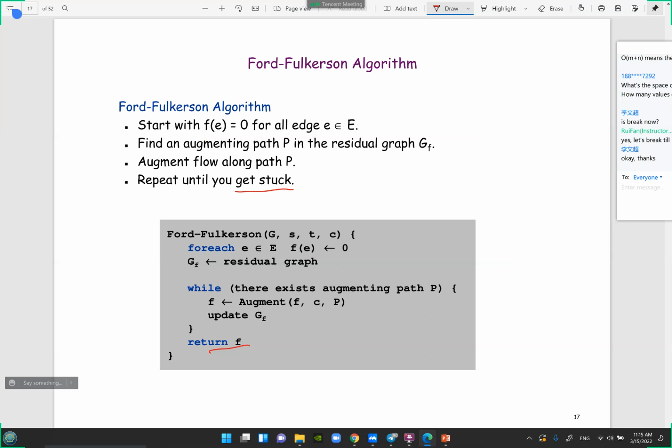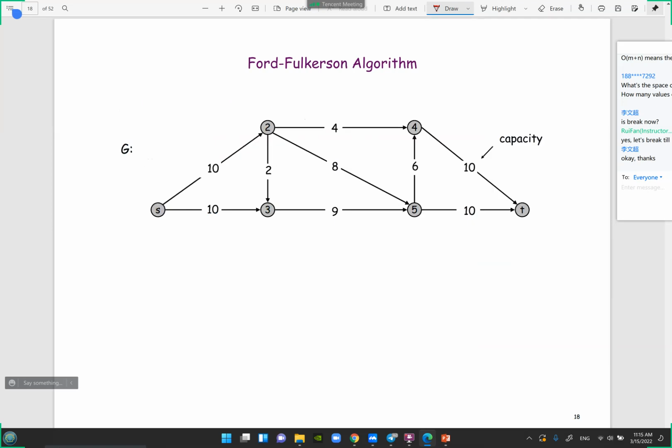Okay, but let's first look at an example of Ford-Fulkerson. Suppose you have this graph. These edges have all of these capacities. In the Ford-Fulkerson algorithm, we're trying to find an augmenting path from S to T.